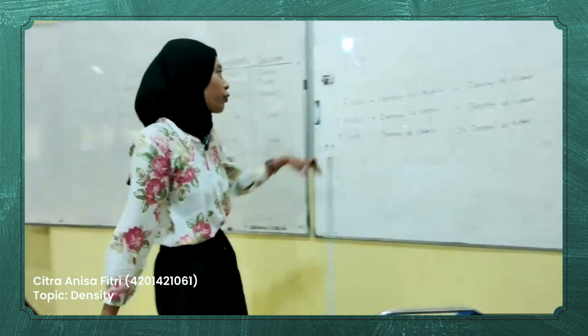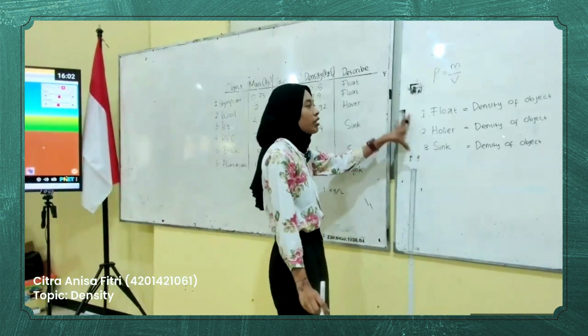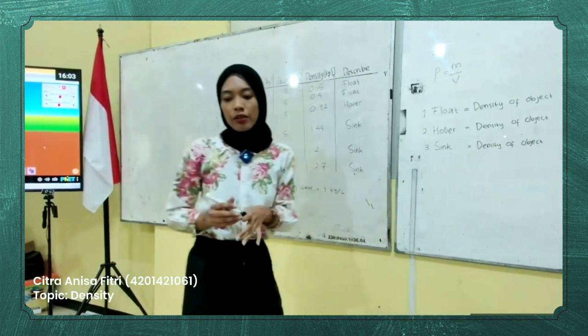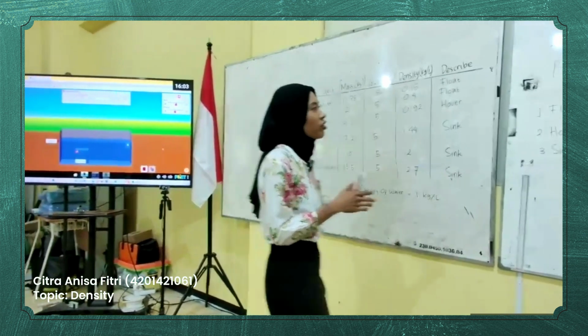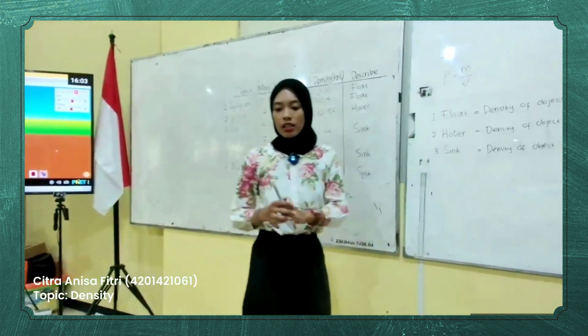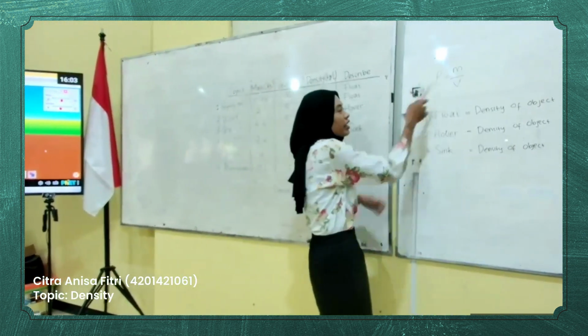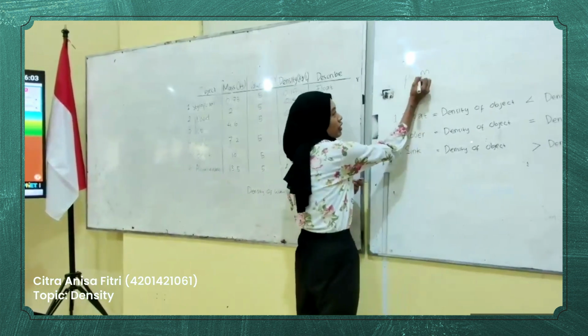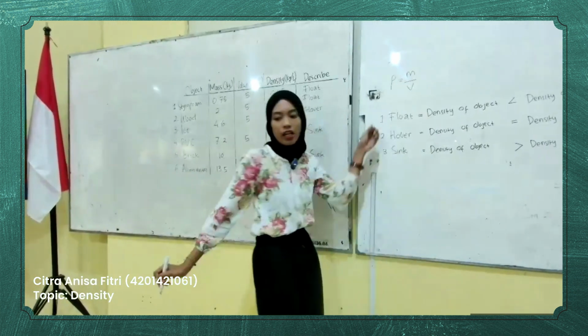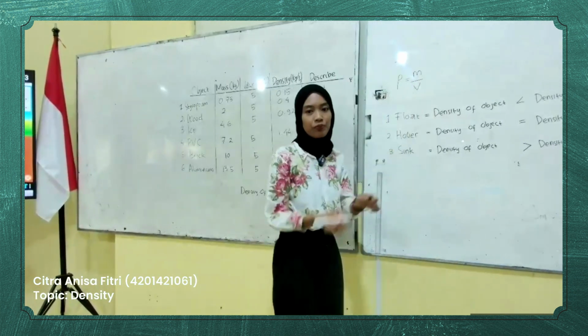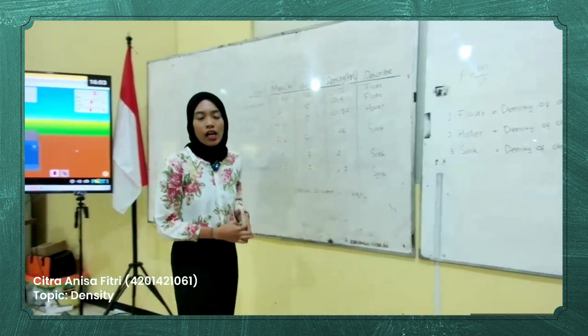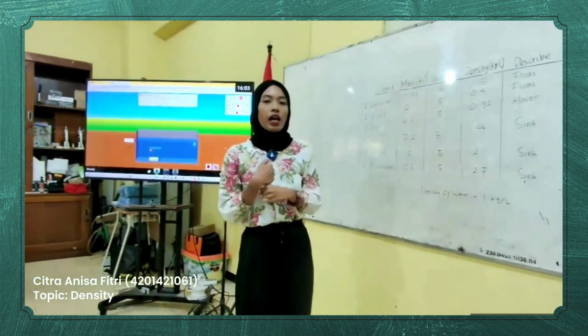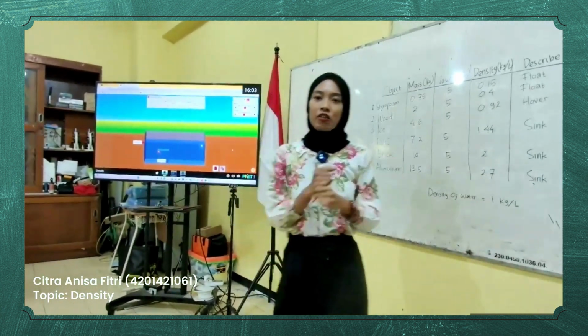Okay, so we got this conclusion, and from this formula, we know that the density is directly proportional to mass and inversely proportional to volume. Okay, maybe that's all for me. I hope you guys can understand. Thank you very much.